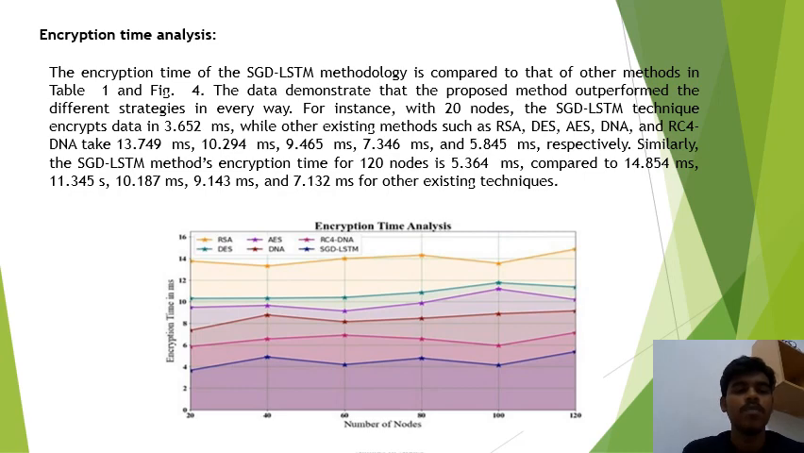Similarly, the SGD LSTM method's encryption time for 120 nodes is 5.364 milliseconds, compared to 14.854, 11.345, 10.187, 9.143, and 7.132 milliseconds for the other existing techniques. This is the graph diagram of the encryption time analysis, where the x-axis shows the number of nodes and the y-axis shows the encryption time in milliseconds.